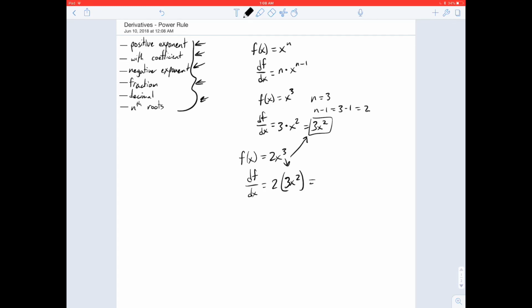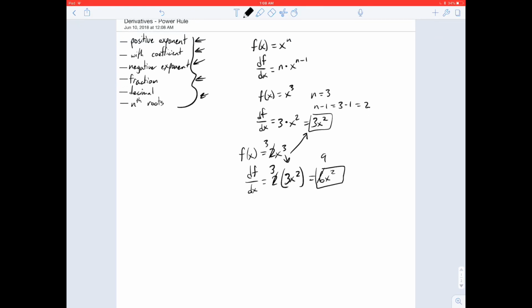So now all we do is we distribute the 2. So 2 times 3 is 6, and then we tack on our x squared. So the derivative of 2x cubed is 6x squared. And if this was a 3, then it would just be 3 times 3, and then that would be 9. So pretty simple.